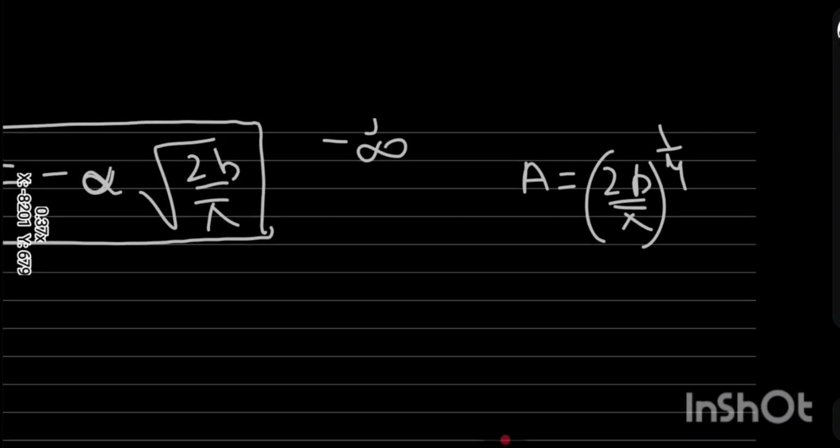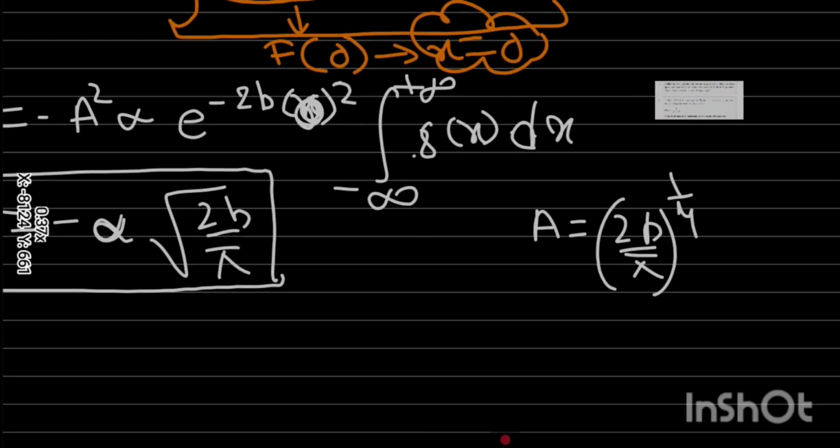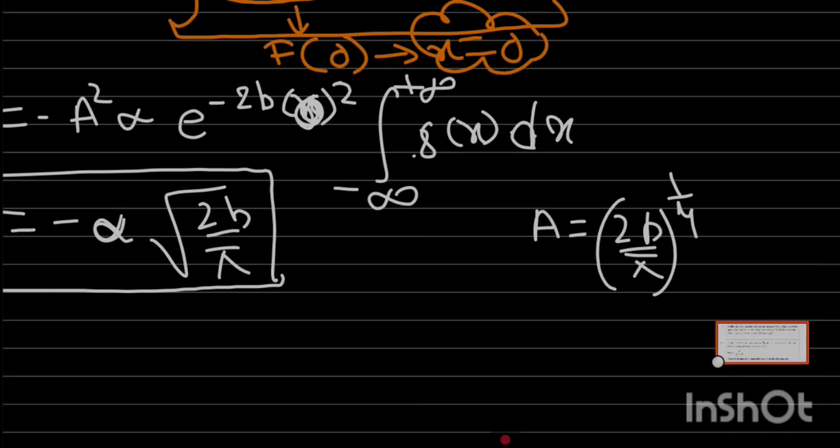So this is our expression for potential energy. Now we are going to construct the Hamiltonian.